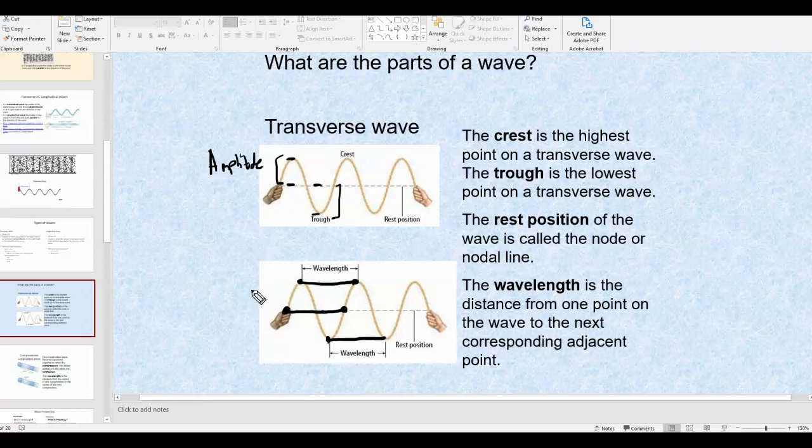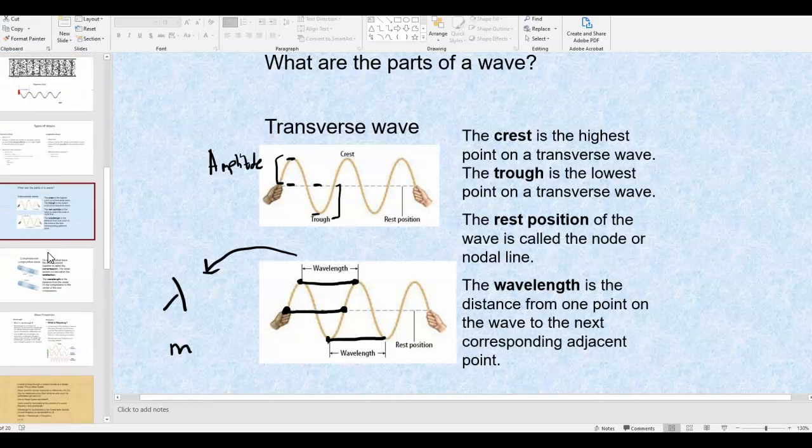Now, for reasons I don't fully understand, wavelength has a special symbol in physics. For wavelength, we use the symbol lambda that looks like this. It is like an upside-down looking Y looking thing. Okay, so that is the symbol for wavelength, and that's usually measured in meters because it's a length. All right, so pause there if you need to look at that some more.